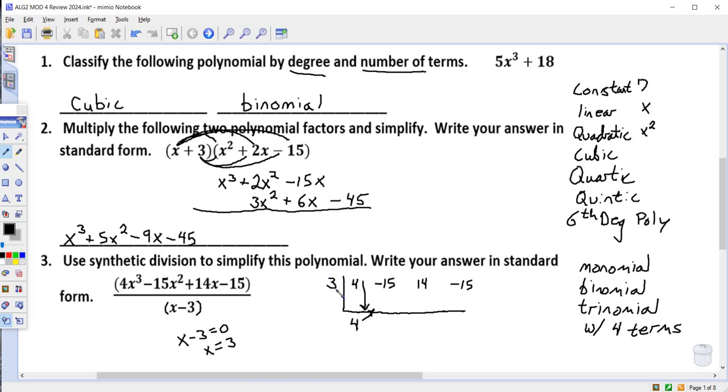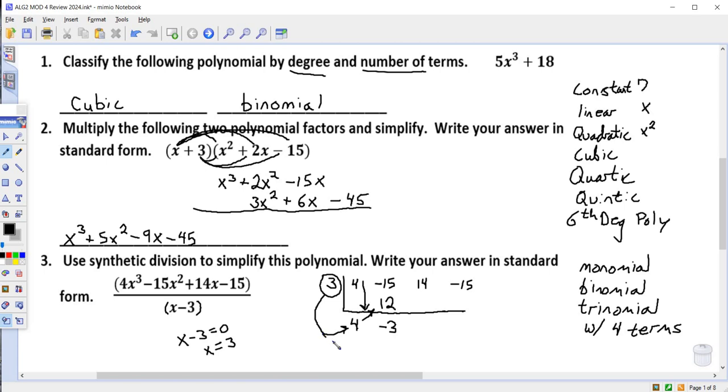And we are always multiplying by this number that we wrote on the outside, this 3. We multiply with that 3. 3 times 4 is 12, and that gets written above the line in the next column. And we continue that pattern. Add down, so negative 15 plus 12 is negative 3.